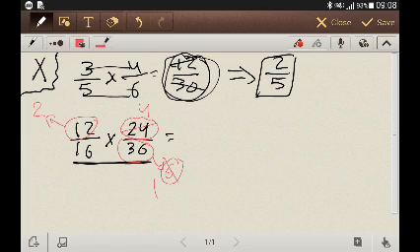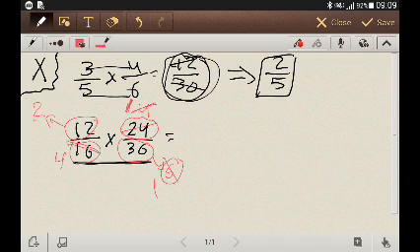And yet again, I have the 4 here and the 16 here. One numerator and one denominator, they could be divided by the same number. So I'm going to divide them by 4. I cannot divide the 4 and the 2 because both of them are numerators. I need to divide a numerator and a denominator. So here, 4 divided by 4 equals 1. 16 divided by 4 equals 4.